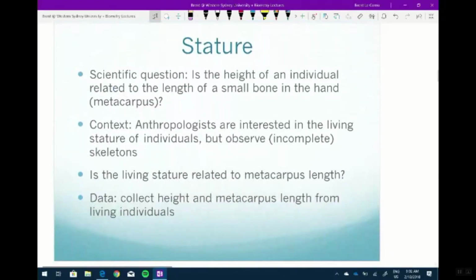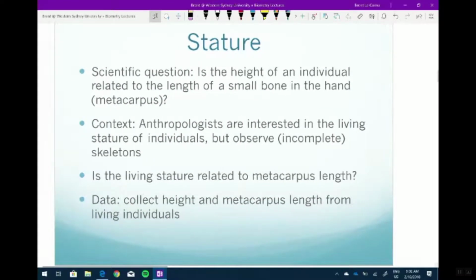So we're going to look at a specific set of data. It's a new set now. Is the height of an individual related to the length of the metacarpus? So the metacarpus is these bones in your hands. Seems like a weird question to ask. Why do we care about the height of a person versus some bone in their hand?